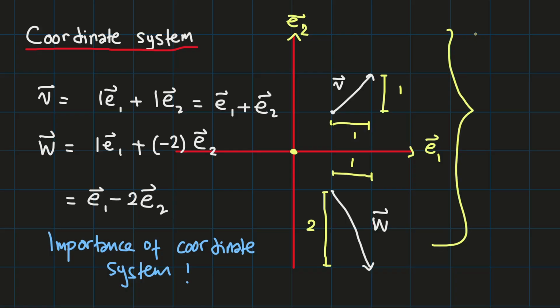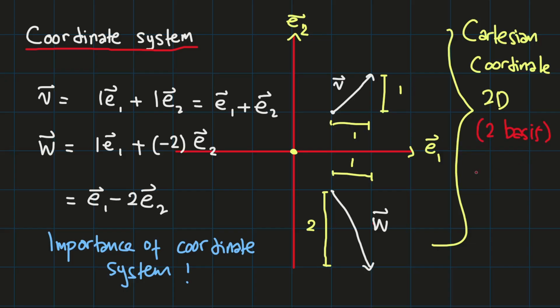And this in many references is called Cartesian coordinate in two dimensions, in which I have two bases for two dimensions, and each basis is orthonormal, that is, orthogonal and normalized.